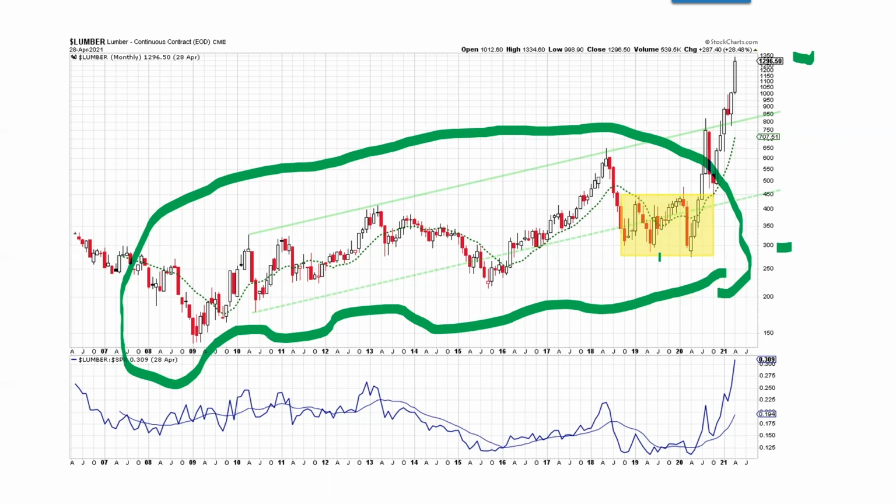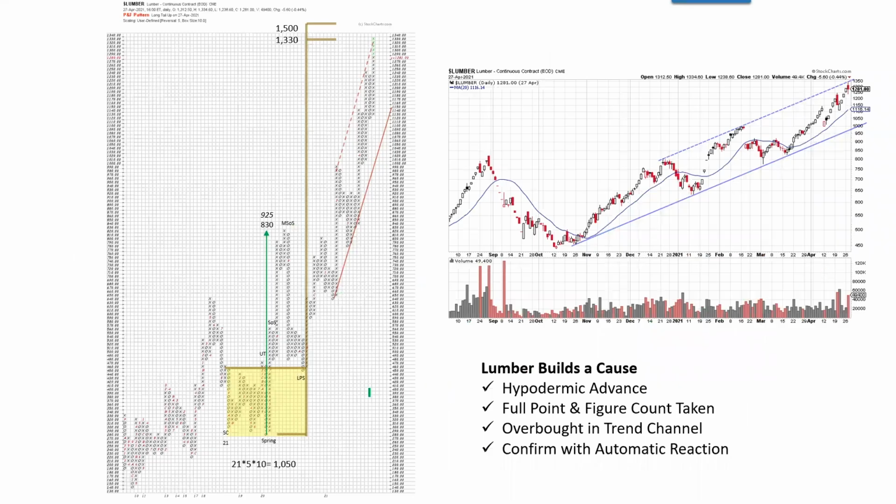Okay, well, what's this yellow shaded box? Well, this is an accumulation area that's 1-2 years plus that looks like it could be counted from a point and figure perspective. So let's just do that. So here's a small count here. This count, and small, I mean, it's really rather large. This count goes up to 830, and then we take that midpoint of the range here, which gives us 925. That's our objective range for the point and figure.